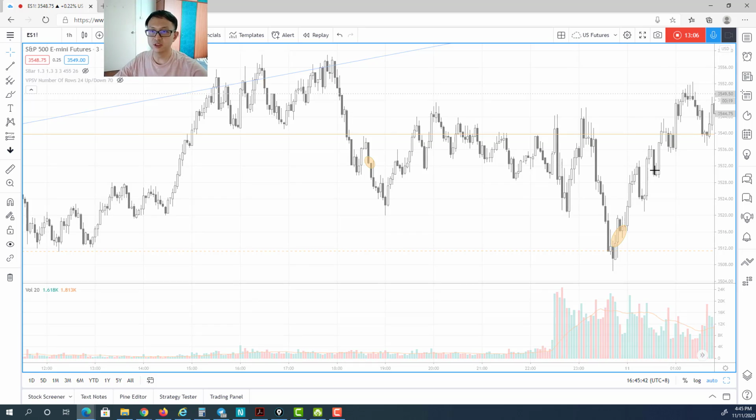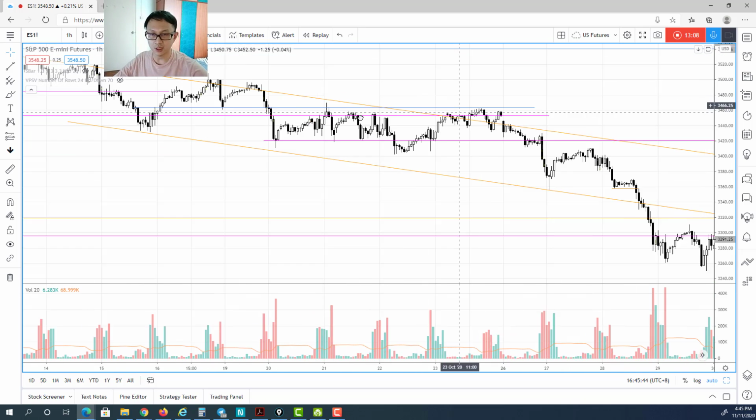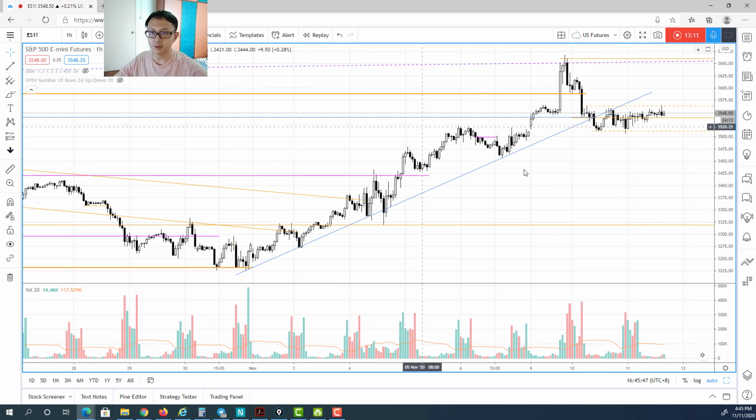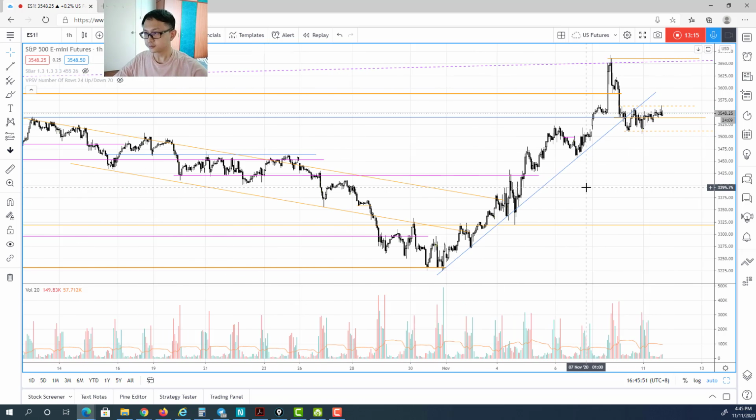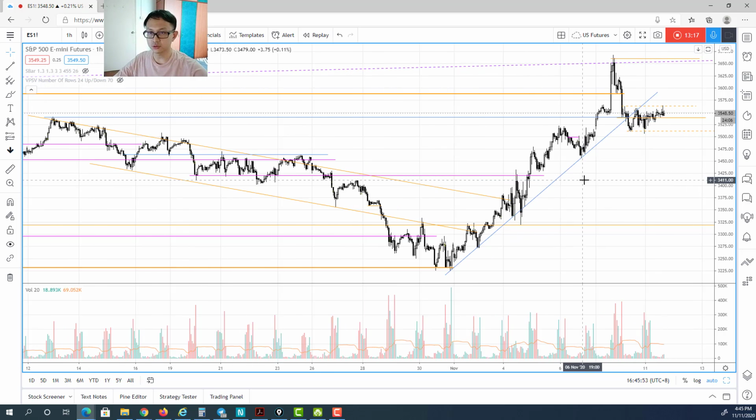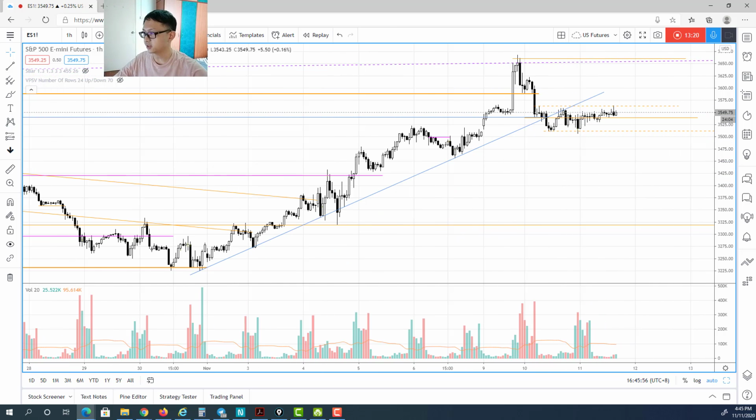Alright, so let me just get down to the hourly time frame and let's talk about the current market condition. So right now, I think we are still within a very tight trading range here. So here's the trading range from around 35.10 to around 35.60. So here's the tight range. So there's still possibility that we can expect the price to consolidate further within the tight range.